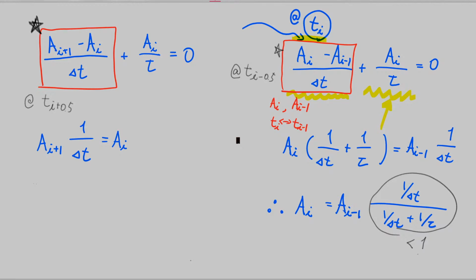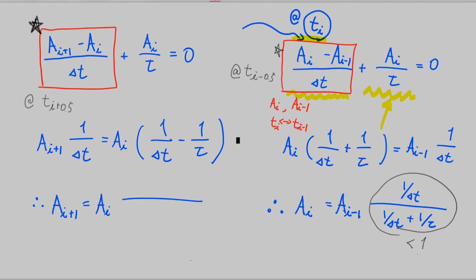So the t sub i coefficient now becomes 1 over delta t minus 1 over tau. Then in this approach, i plus 1 can be written as a_i, and 1 over delta t minus 1 over tau, and 1 over delta t. That will be the case you get out of your different approaches for discretizing the time derivative.